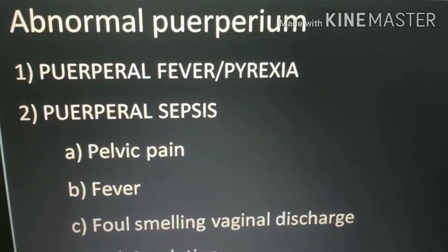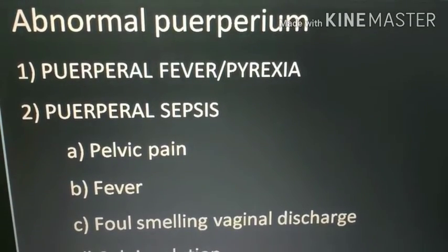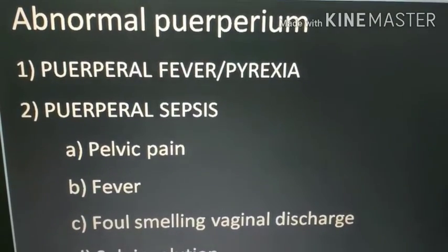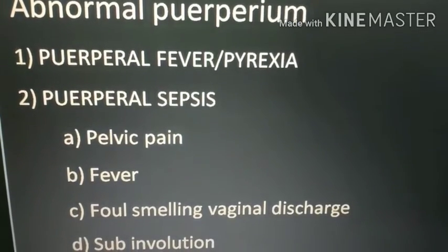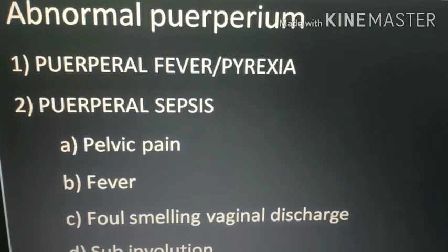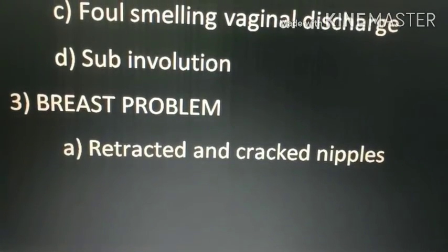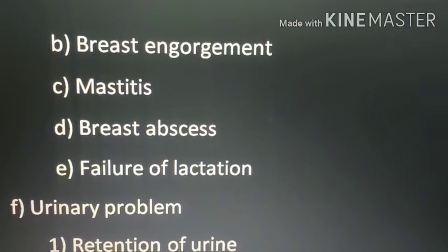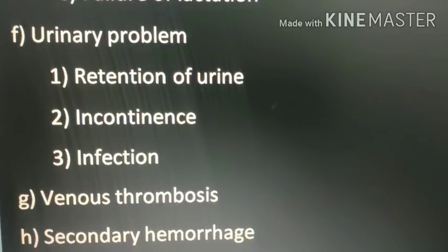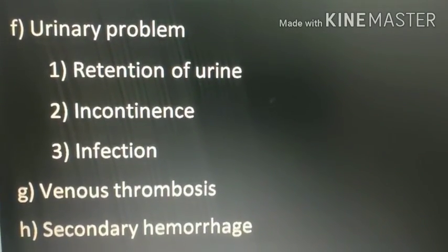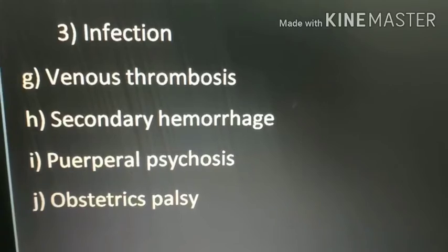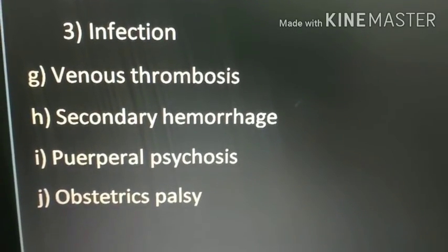Next is abnormal puerperium. So this includes puerperal fever or pyrexia, puerperal sepsis which includes pelvic pain, fever, foul smelling vaginal discharge. Then there is subinvolution, means the genital organs will not revert back to their pre-pregnant state. Breast problems include retracted and cracked nipples, breast engorgement, mastitis, breast abscess, then failure of lactation. Urinary problems include retention of urine, incontinence, and infection. Venous thrombosis can occur, secondary hemorrhage, puerperal psychosis, and obstetric palsy.